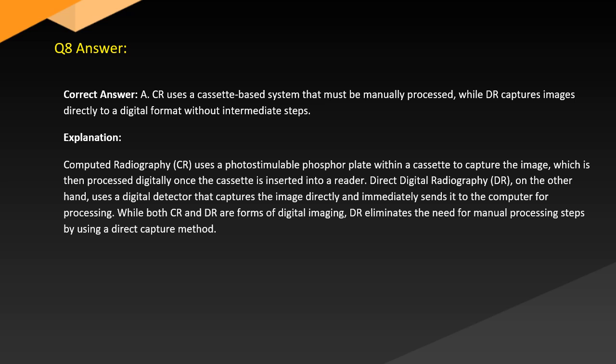Direct digital radiography (DR), on the other hand, uses a digital detector that captures the image directly and immediately sends it to the computer for processing. While both CR and DR are forms of digital imaging, DR eliminates the need for manual processing steps by using the direct capture method.